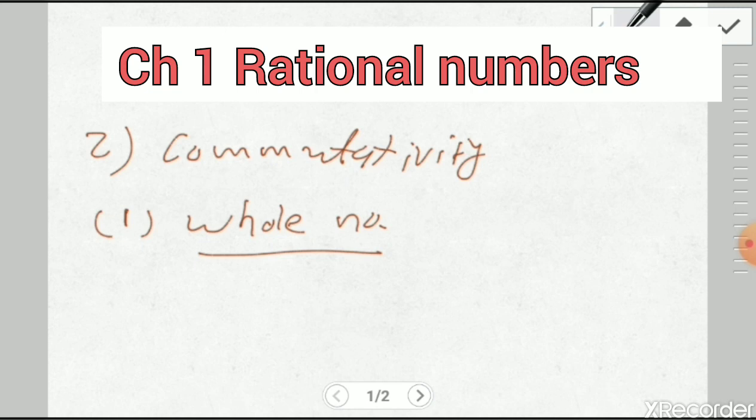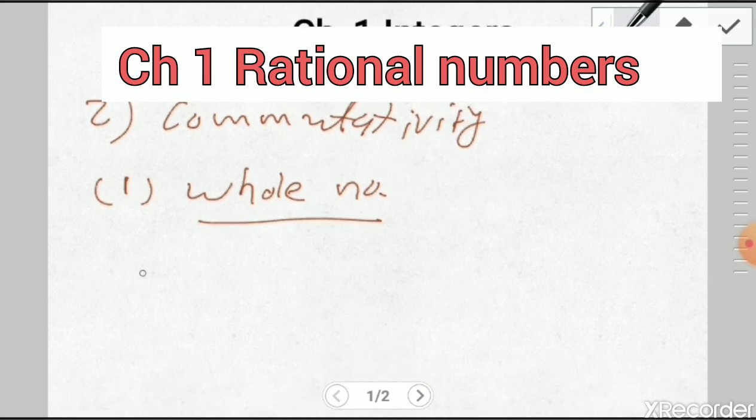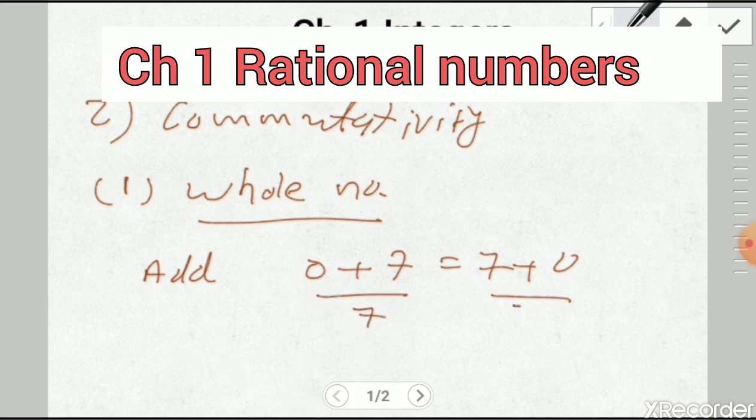So first of all we'll discuss what the meaning of commutativity is. Commutativity means, first we check for addition. So 0 plus 7 and 7 plus 0 both have the same answer. So we can say that addition is commutative.